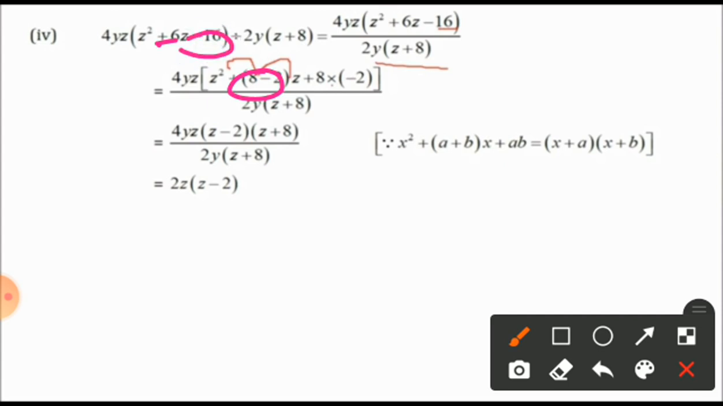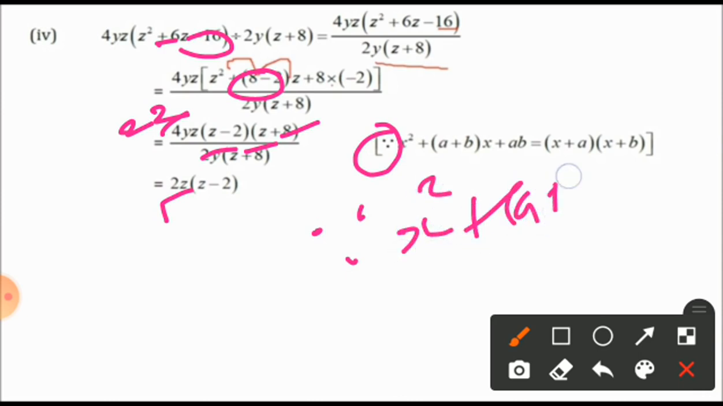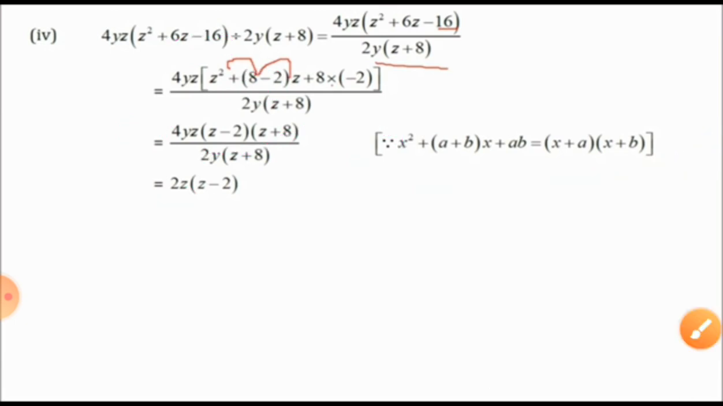Yes. So my final factorization is 4yz, z minus 2 into z plus 8. Okay, z plus 8 will cut, z plus 8 cut. 2y will be cut. Here 2 will be left and 2z. So 2z in bracket z minus 2. Why? Because of this term is showing x square plus (a plus b)x plus ab is our identity. Using this one we are getting the final answer.